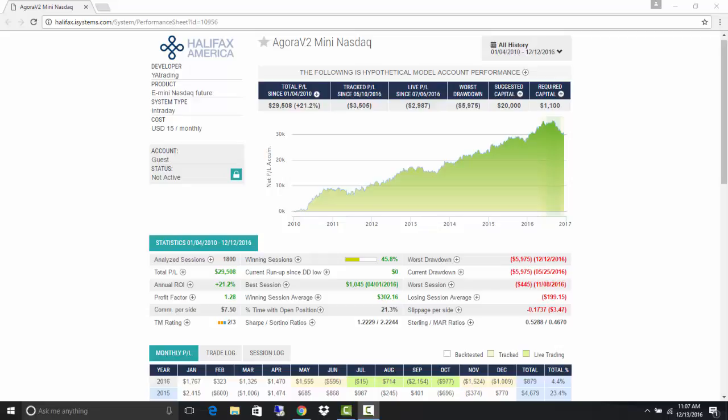Okay, it also has a positive profit factor of 1.28. That means 1.28 to 1. And it has a win rate of about 45.8%. Now, that means that it tends to lose a little bit more than it gains.